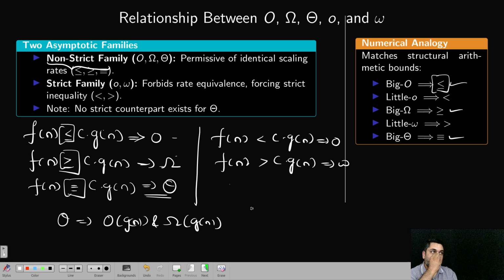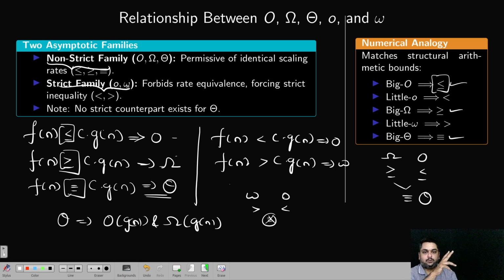We don't have a small theta concept. Why? Because theta implies equivalence, when I have less than or equal to and greater than or equal to. This is big O, this is big omega. Since there is an equal sign between them, I define this as theta, big theta. There is nothing like small theta. Why? Because when I take the small omega and the little o, this is strictly less, so I cannot define the equivalence here. Equivalence cannot be defined. Hence, there is no theta notation for the strict family.